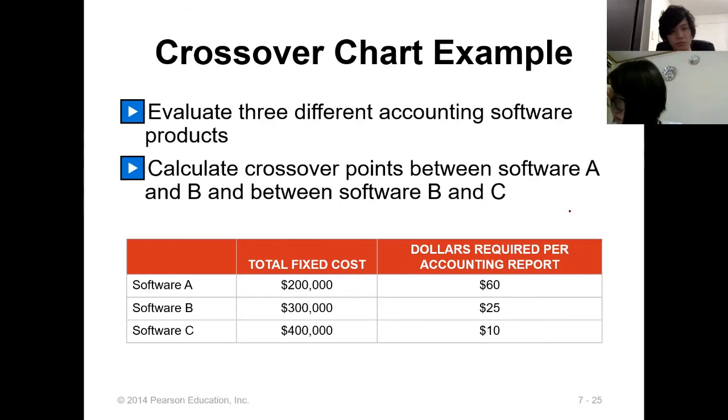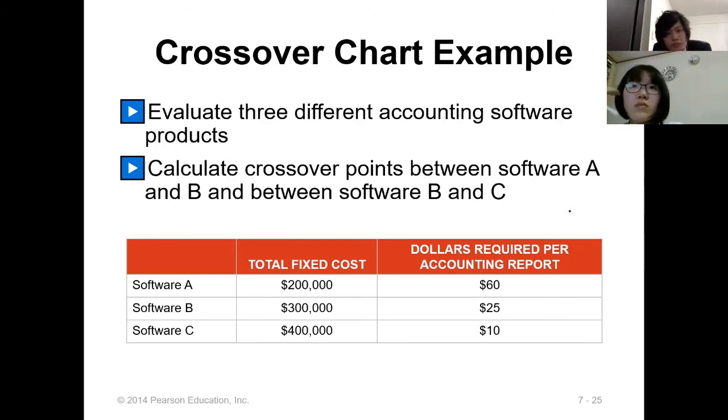Okay. Let me introduce you to something I think I mentioned now. There is a so-called crossover chart, or basically it's break-even analysis. Has any one of you come across break-even analysis before? Break-even analysis means you try to find the best solution, the best option. What is the best option?